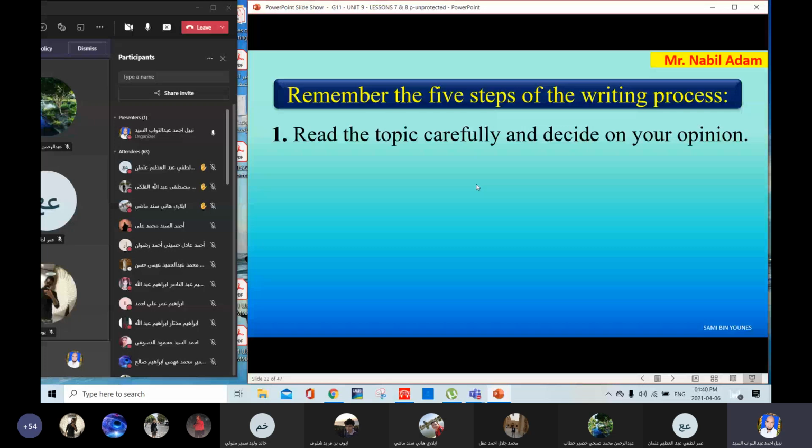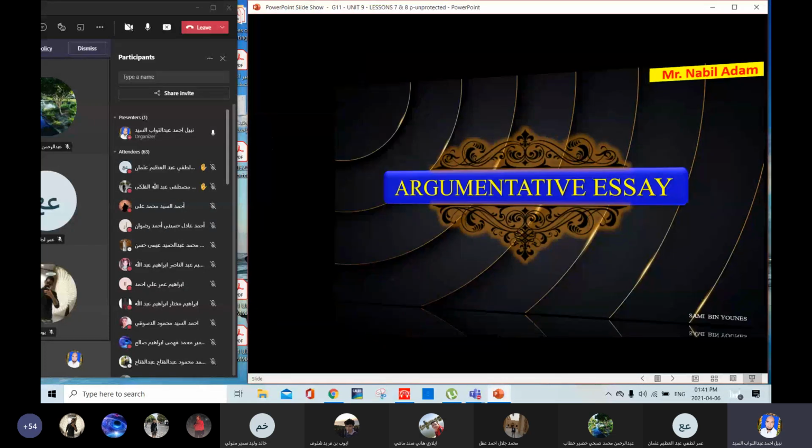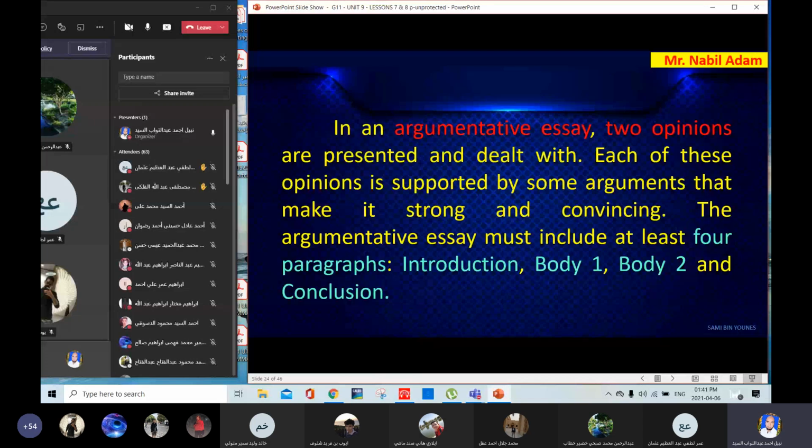You are going to write an argumentative essay. In an argumentative essay, 2 opinions are presented and dealt with. Each of these opinions is supported by some arguments that make it strong and convincing. The argumentative essay must include at least 4 paragraphs: introduction, as usual, body 1 or paragraph 1, paragraph 2, and then conclusion. You have to summarize your ideas and give me your point of view or recommendations.